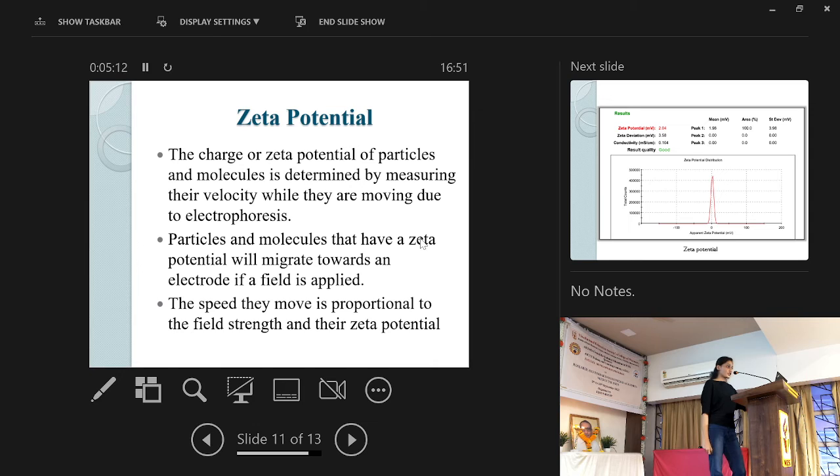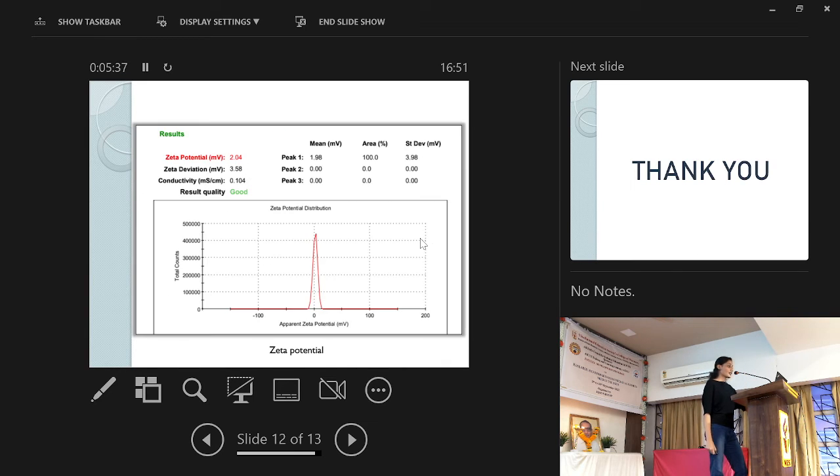Then we can measure zeta potential using the Malvern Zetasizer. Zeta potential is the charge of particles and molecules. It is determined by measuring their velocity when they are moving due to electrophoresis. Particles and molecules that have a zeta potential will migrate towards an electrode if a field is applied. The speed they move is proportional to field strength and their zeta potential. This is the graph we get of zeta potential. A single sharp peak indicates that the sample we have prepared is stable.